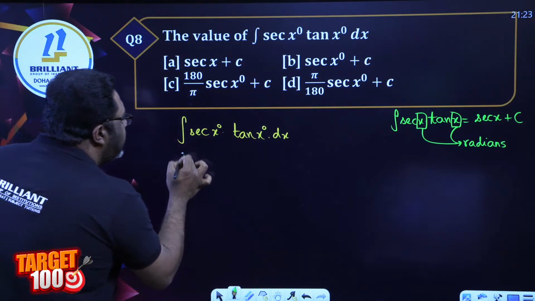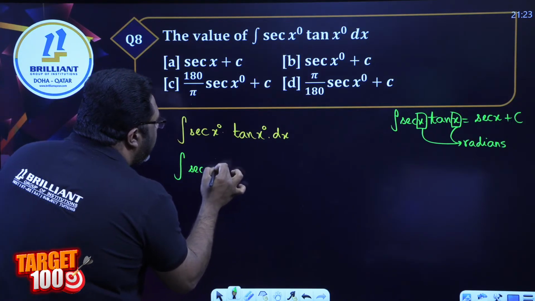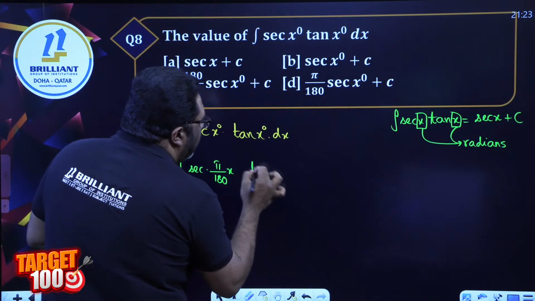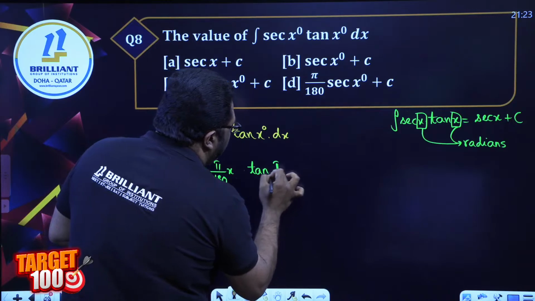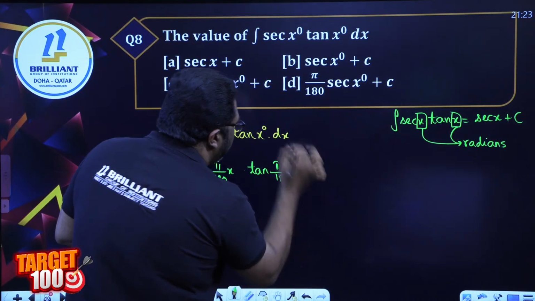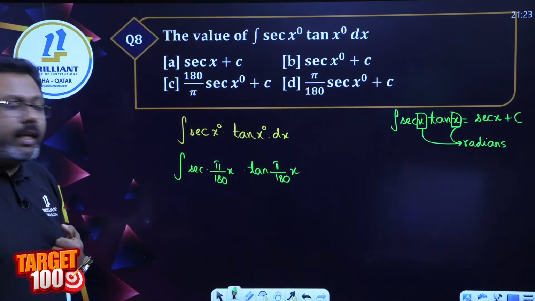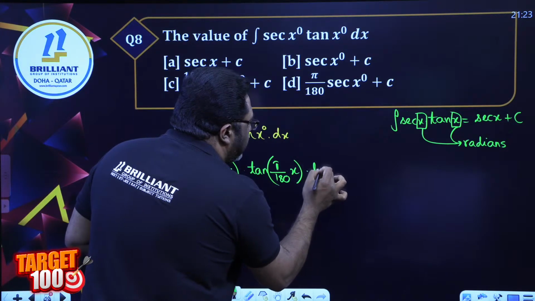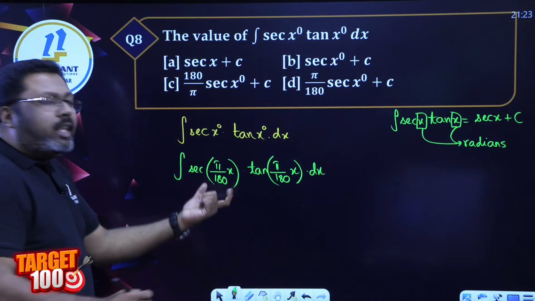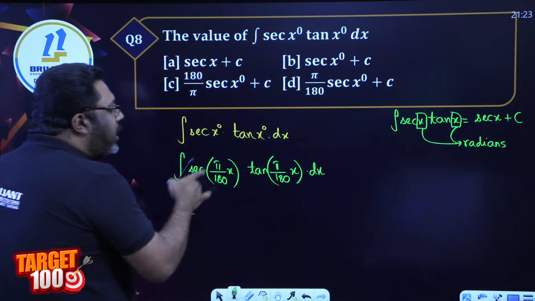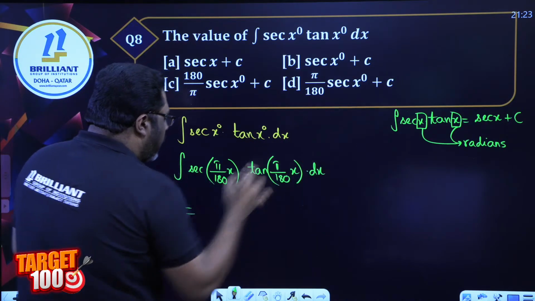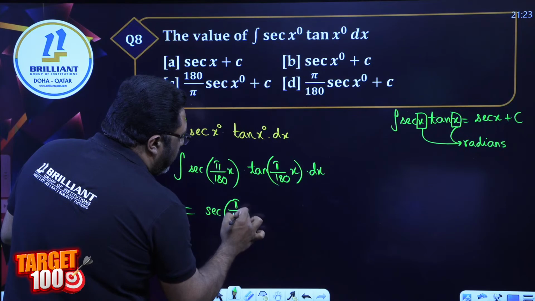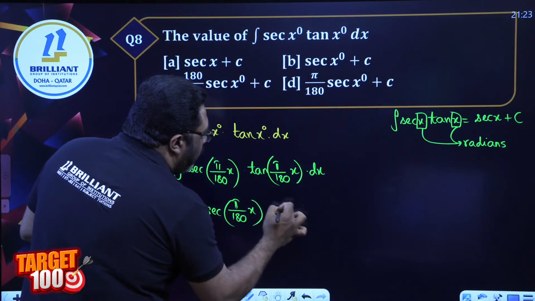So I can write the sec as sec pi by 180 x tan pi by 180 x. Simply multiply it with pi by 180. Okay? Now apply the formula once, my dear students. When you apply the formula, what is the integral of sec x tan x? It is sec pi by 180x plus c.